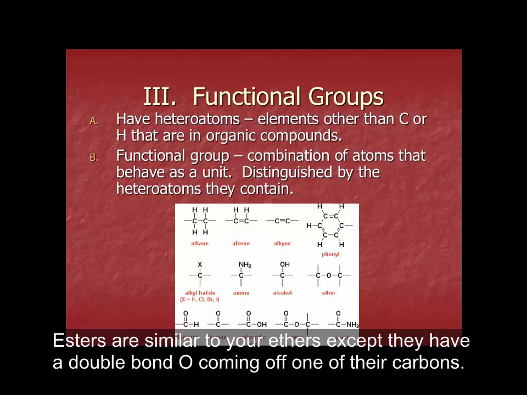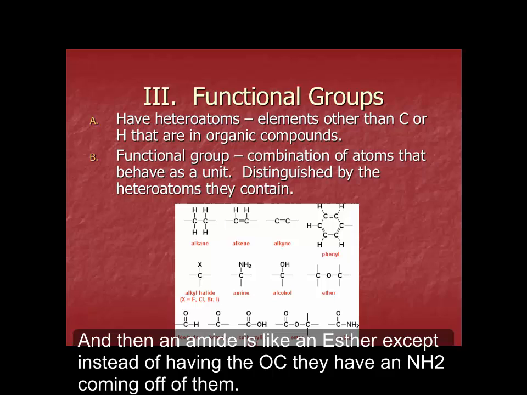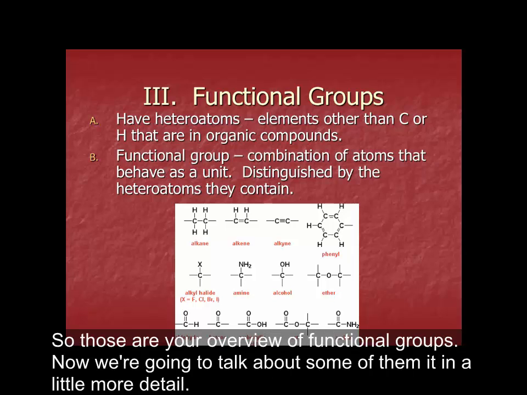Esters are similar to your ethers, except they have a double bond O coming off one of their carbons. And then an amide is like an ester, except instead of having the OC, they have an NH2 coming off of them. So that's your overview of functional groups. Now we're going to talk about some of them in a little more detail.